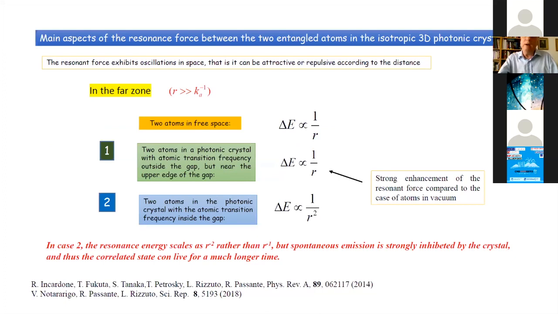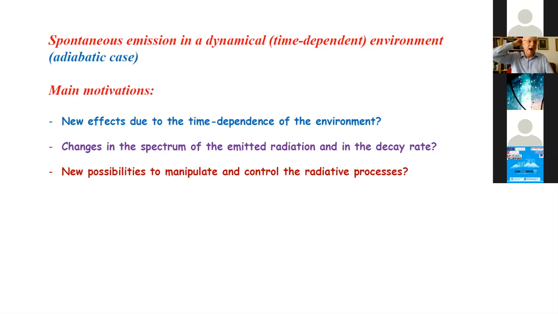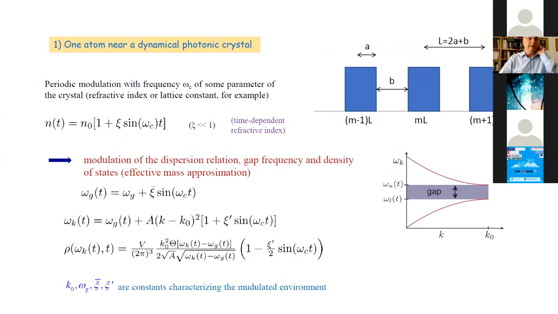Now let's consider a dynamical case. What is the motivation to consider a dynamical case? With dynamical, I mean time dependent. And at this stage, I will consider only an adiabatic case, because we can expect that there can be new effects due to the time dependence of the environment. For example, for the spontaneous emission, as Lucia Rizzuto has discussed, we can obtain some changes of the spectrum of the emission, the radiation that is emitted, and of the decay rate. And this can give new further possibilities to manipulate, tailor, and control radiative processes with respect to the case of a static environment.